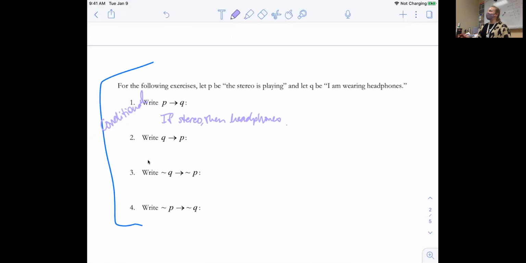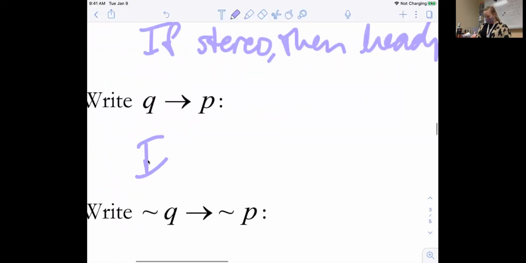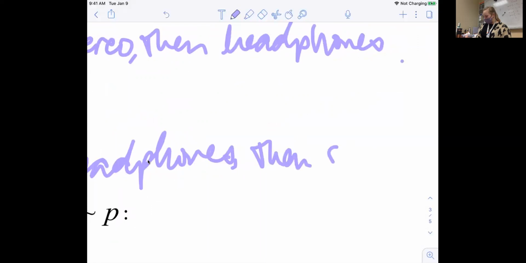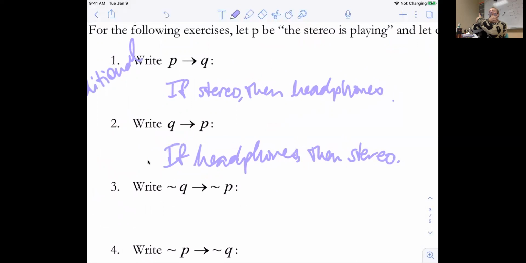All right, Ava, you want to do the next one? If I am wearing headphones, then the stereo plays. Good. If headphones, then stereo. So that's Q, then P. What do we call that? Converse. Very good.